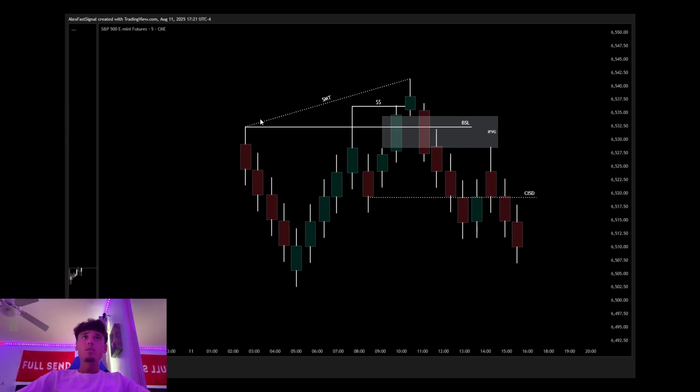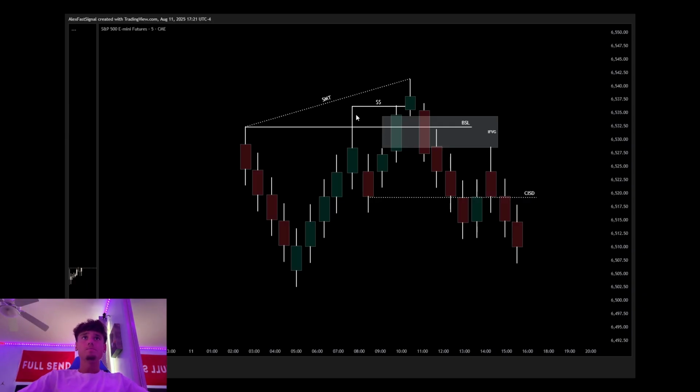Now, when we pair it with an SMT, which is also known as a smart money trading system, that we compare with NASDAQ and S&P, when we have a lower high and a higher high, or a higher high and a lower high on both NAS and ES. So when we see an SMT, which is a divergence in the market between the two pairs, paired with a buy side liquidity, we are already in the green. We want to enter this trade, but we need an entry model.